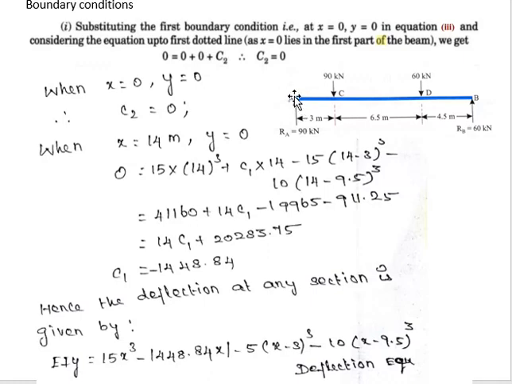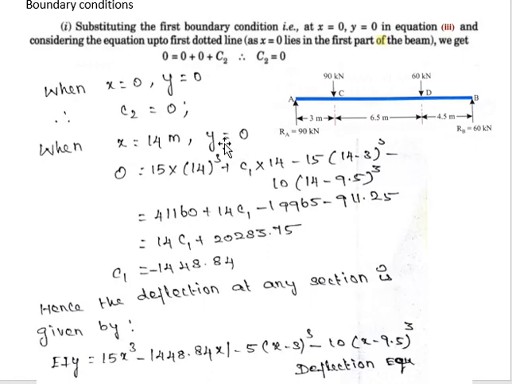Because at point A the deflection is 0, and at point B also. These are the two ends, so at the two ends there is no deflection. Deflection is denoted by the letter y. So when x is 0, that is there is no distance, y is also 0. And when the distance x goes to the last end, 14 meter, the deflection is also 0. So I take two boundary conditions: when x is equal to 0, y equal to 0, and when x is equal to 14, y also equal to 0.